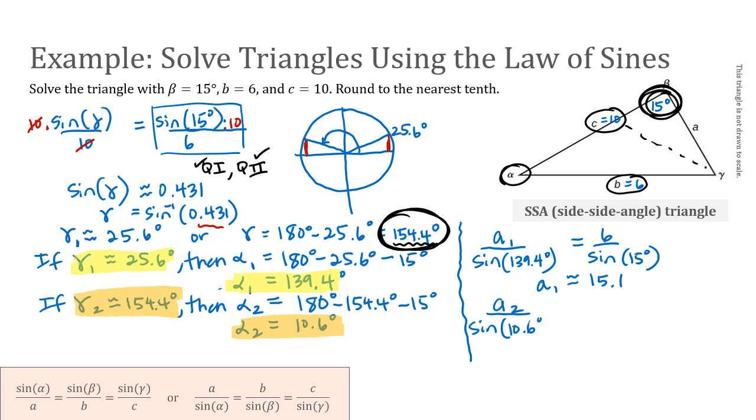If I am looking for A sub 2, then I have to use alpha sub 2. So I'm going to put that 10.6 degrees in there, still set equal to my anchor, and I'll leave the calculation to you. When I put this into my calculator, I got 4.24. So when we had gamma sub 1 and alpha sub 1, we had A sub 1. And when we had gamma sub 2 and alpha sub 2, we had side A sub 2. So we have two possible triangles. And how is that possible? On the next slide, I'm going to show you.